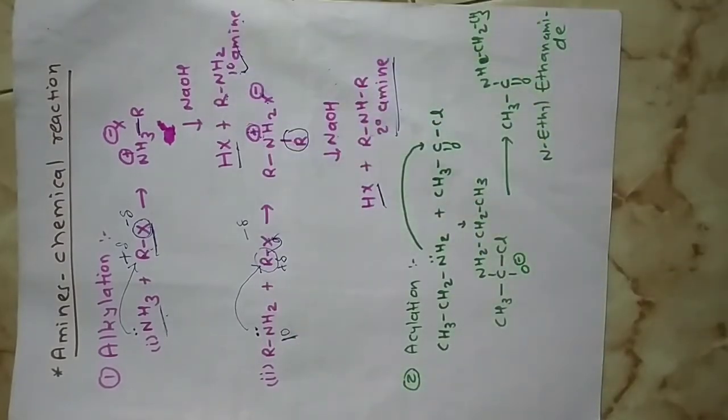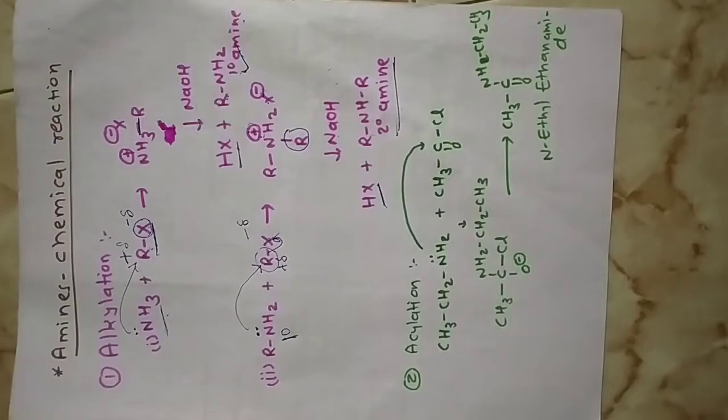So that is our alkylation reaction. Alkylation reaction is when ammonia or an amine reacts with alkyl halide. Again, ammonia or any amine, 1 degree or 2 degree, when it reacts with alkyl halide, it gives an alkylation reaction. Next one is the acylation reaction.